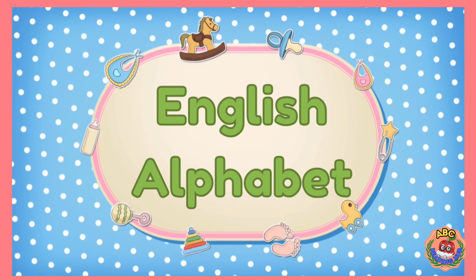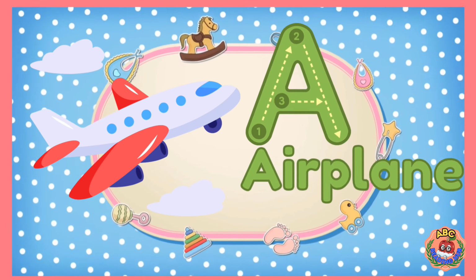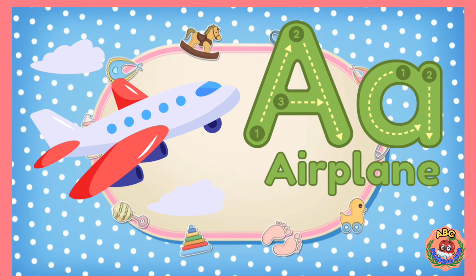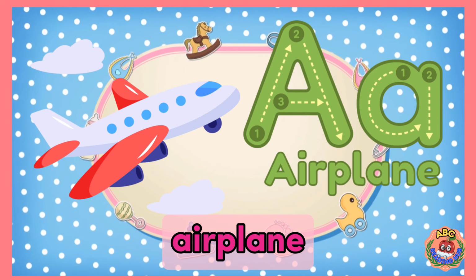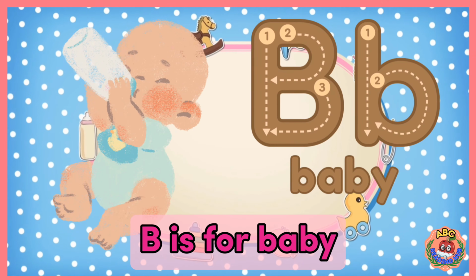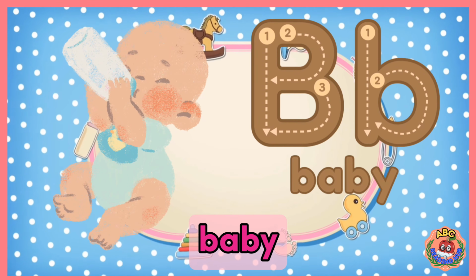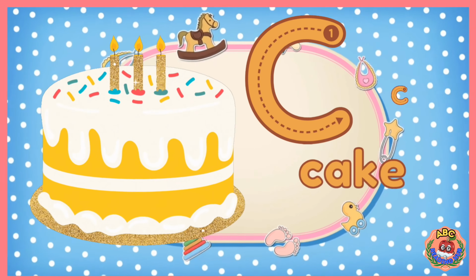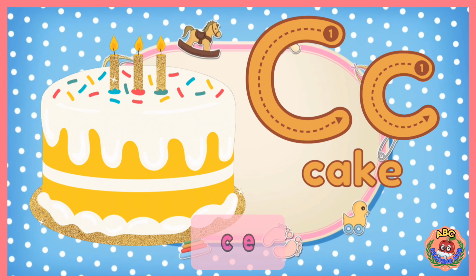English alphabet. A is for airplane. Airplane. B is for baby. Baby. C is for cake. Cake.